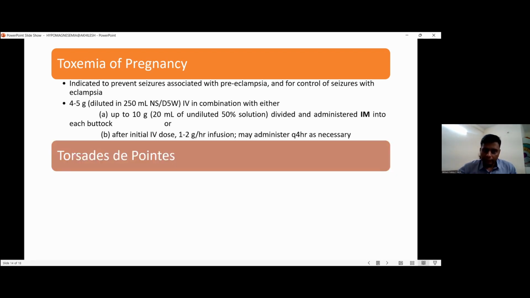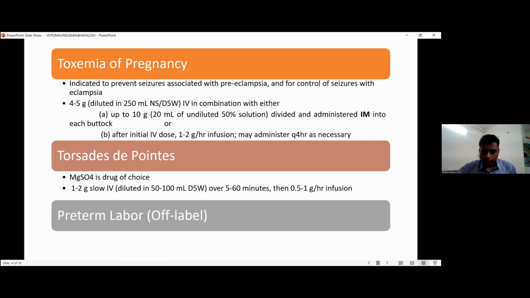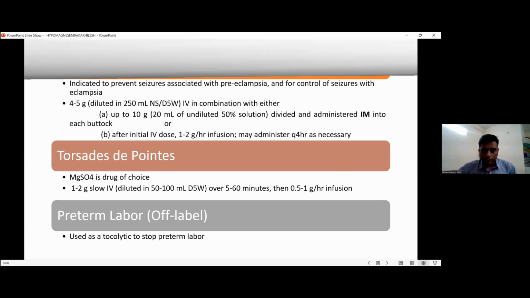The other condition where we use magnesium sulfate is Torsades de Pointes, where magnesium sulfate is the drug of choice. We will give 1 to 2 grams slow IV over 5 to 60 minutes. And some doctors use it off-label for preterm labor as a tocolytic.